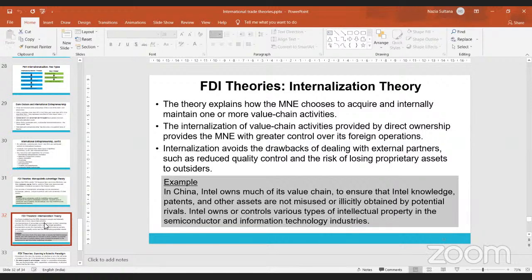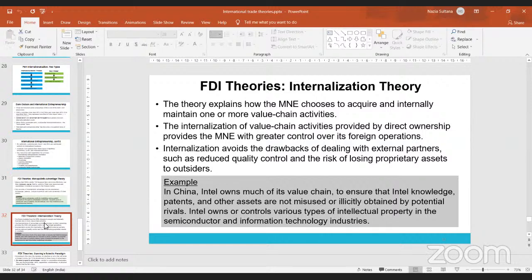So when you talk about value chain, you are talking about internalizing this particular value chain so that these multinational companies have got a direct ownership which will provide the company with great control over its foreign operations. So whatever is your value chain, you have got to internalize that particular value chain.